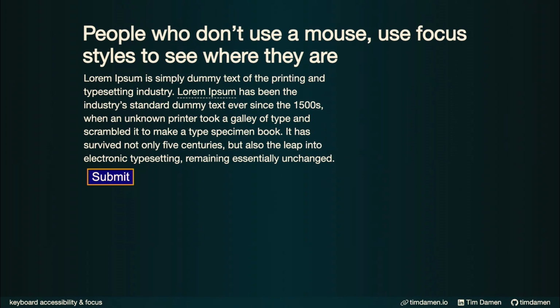So yeah, small demo. People who don't use a mouse use focus styles to see where they are. This is how it looks. You can see me going back and forward through a link in the paragraph and a button a little bit further down. And you can see the focus, because there's a focus ring around the link and around the button.